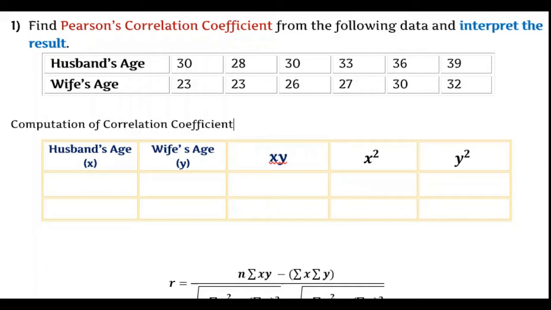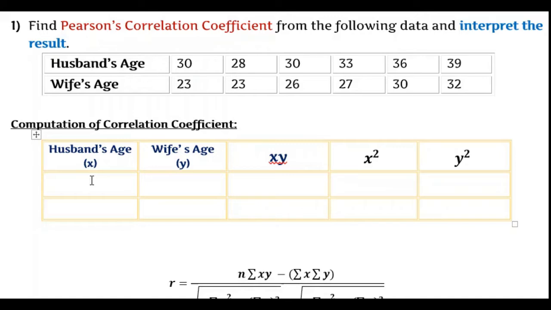Correlation coefficient. So this is what we are calculating. I'll underline this. Okay, so you write like this: computation of correlation coefficient. Then you draw 5 columns. First column for husband's age, that I'm considering as x. Wife's age, second column, that I'll be considering as y. And then we need xy as discussed earlier. Then we need x square, then we need y square. So these are the values we need to calculate.